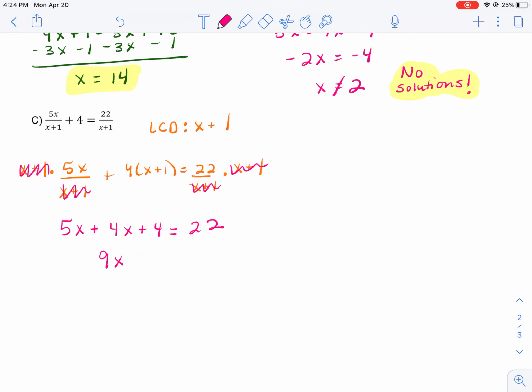So now we have 9x plus 4 equals 22. Subtract 4, 9x is 18, divide by 9, and x equals 2. Okay, do a quick check. If x is 2, you don't have 0 on the bottom, so you can highlight your answer.